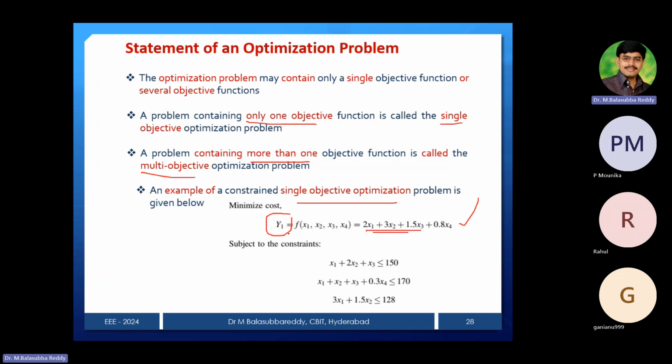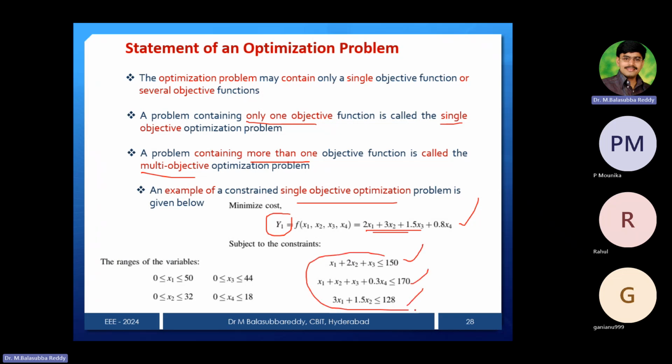Like that, in generation, as I said, cost and loss. Cost is one objective function, loss is another objective function, but both have to be minimized at the same time. Then you can say it is a multi-objective function. Cost and loss have to be minimized. In that case, we call it a multi-objective function. And this is just an example of how to represent a single objective function. These are subject to the constraints.